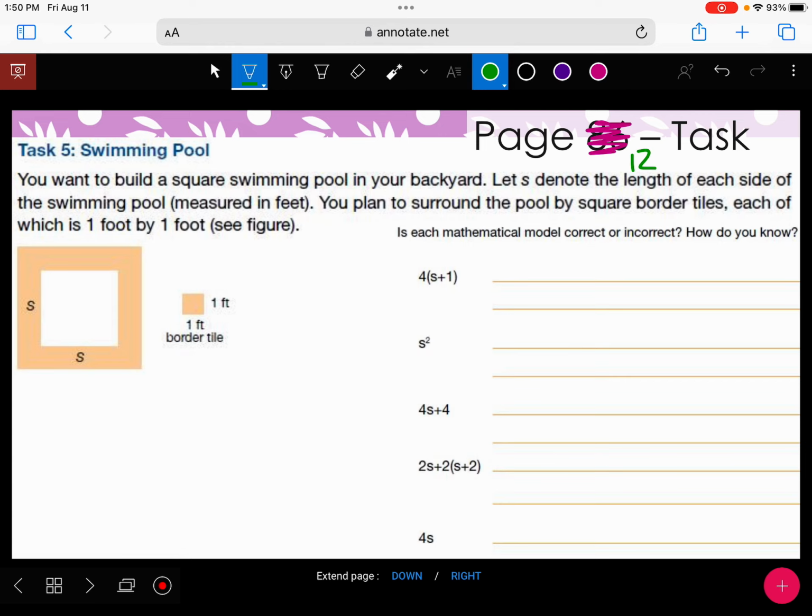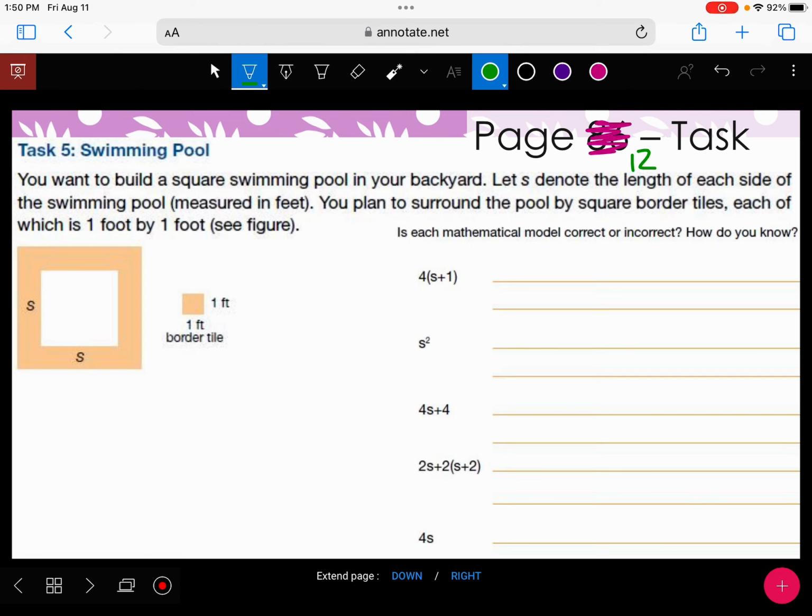Uh-oh. Okay, so we're going to surround it with tiles. I know that, because life is good. But I need to figure out how many tiles to order, and I've forgotten how big my pool is. So I've written some expressions here so that we can try and figure out which ones make any sense.